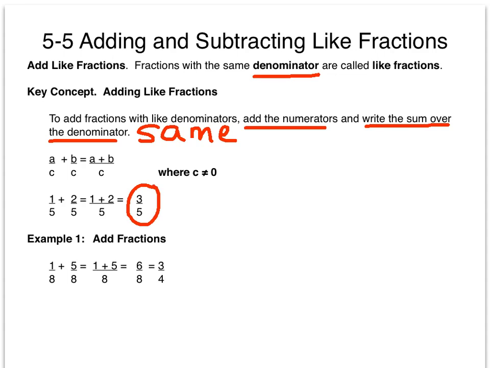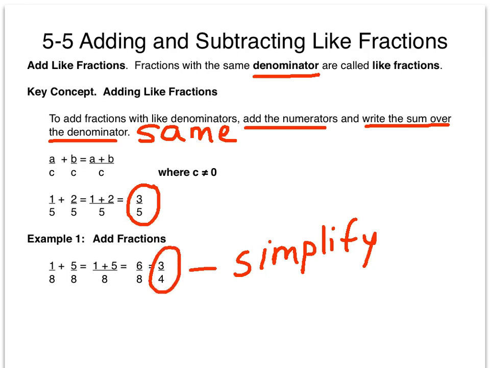In example 1, they've added 1/8 plus 5/8. 1 plus 5 is 6. 6 over 8 is the answer, but then we need to simplify it. And if you're not sure how to simplify, you can look back in chapter 5 where we simplified fractions. But keep in mind that their greatest common factor is 2, so we're going to divide the numerator and the denominator by 2, and we get 3/4 as our answer.